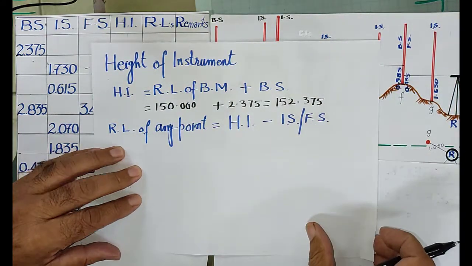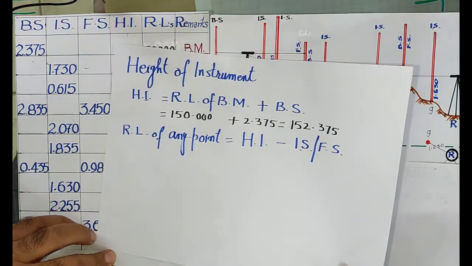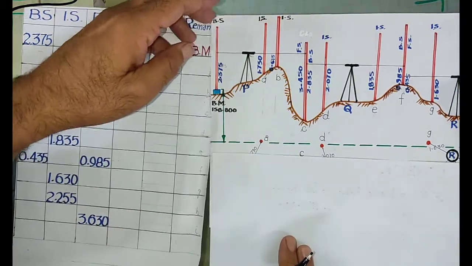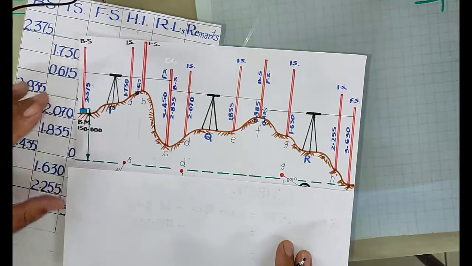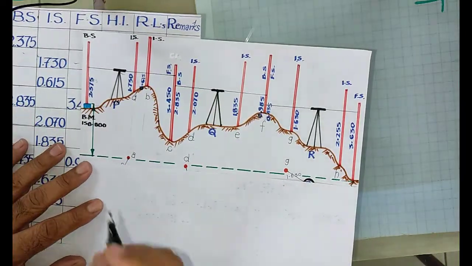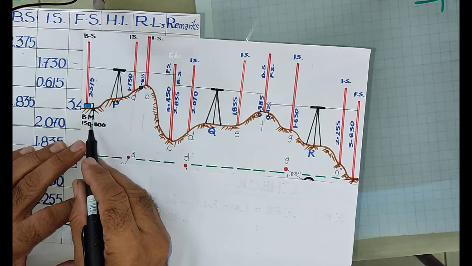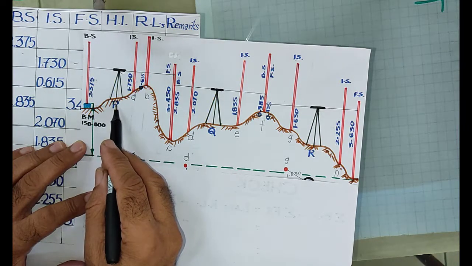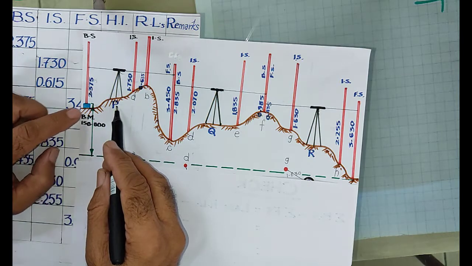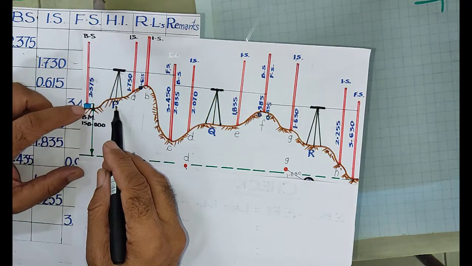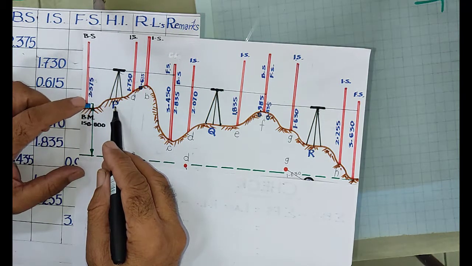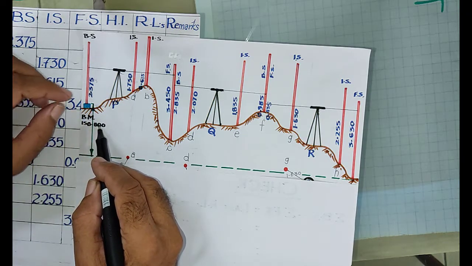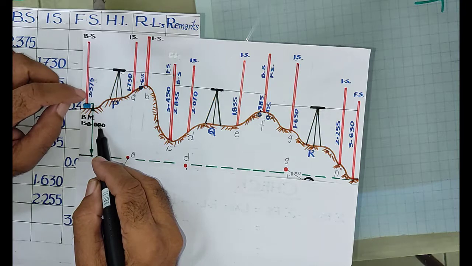So this I can show in the field, how I record the data. You can see this sketch. I have made this sketch over here. The benchmark is given over here. I put the instrument at station point P. So the benchmark RL is given as 150.00.